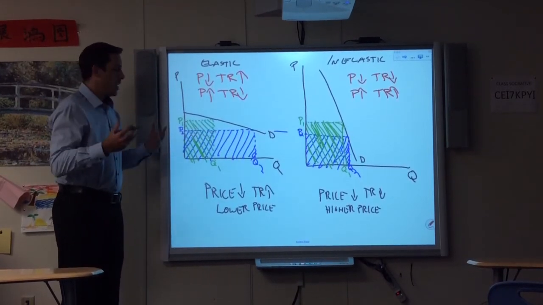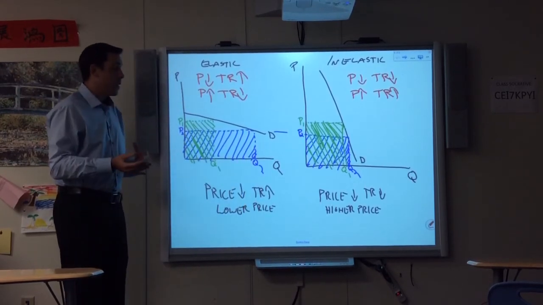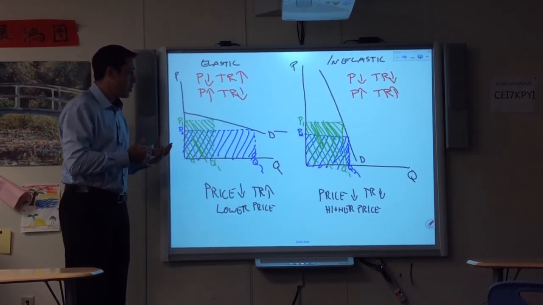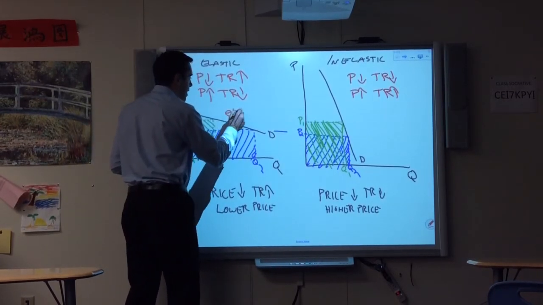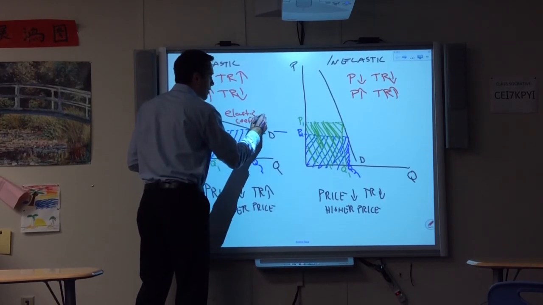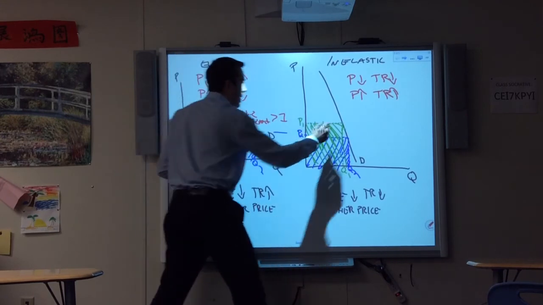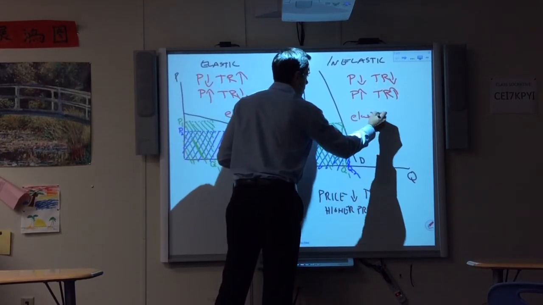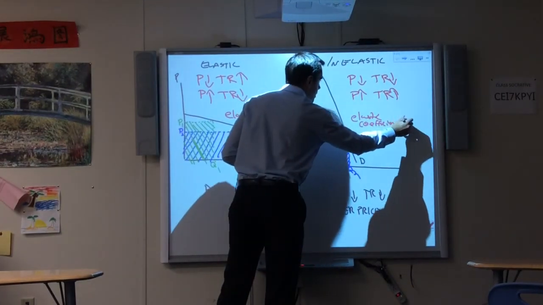The elasticity here, the percentage change in quantity demanded, is going to be greater than the percentage change of price, which means the elastic coefficient, think of it kind of like slope, but not really, is going to be greater than 1. And here the elastic coefficient is going to be less than 1.